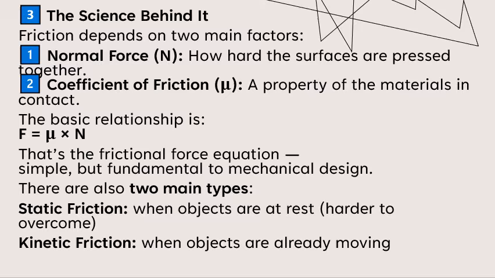There are also two main types. We have static and kinetic friction. Static friction, when objects are at rest, is harder to overcome. Kinetic friction, when objects are already moving.